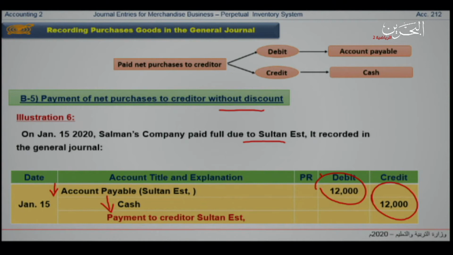Okay, my dear student, from where do I get the 12,000? Previously, I purchased the merchandise with an amount of 12,500 and returned the amount of 500. So, the total amount due is the 12,000.